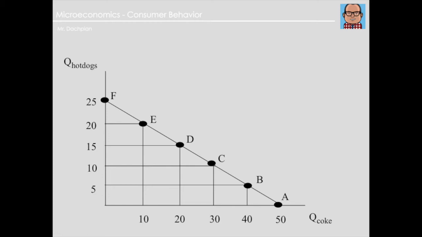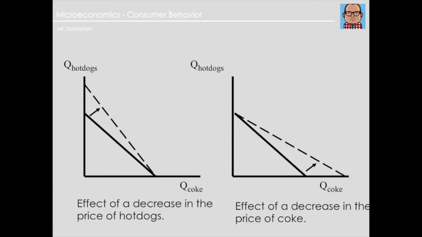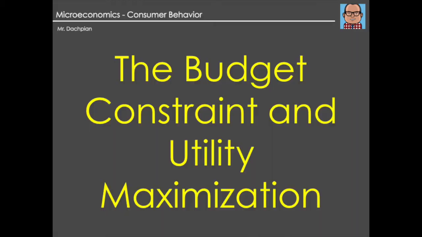Looking at this graph, the slope of the budget line equals the relative price of a hot dog, which is equal to the opportunity cost of one more hot dog. The graph on the left shows the effect of a decrease in the price of hot dogs. The graph on the right shows the effect of a decrease in the price of Coke.